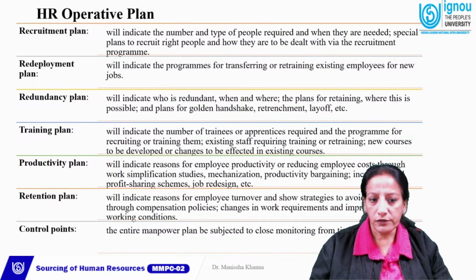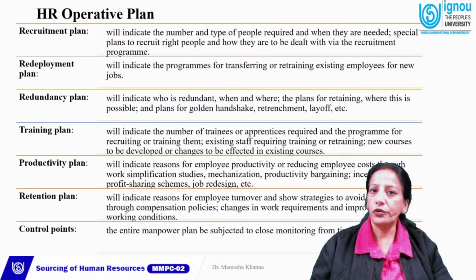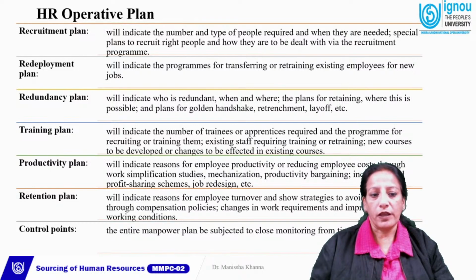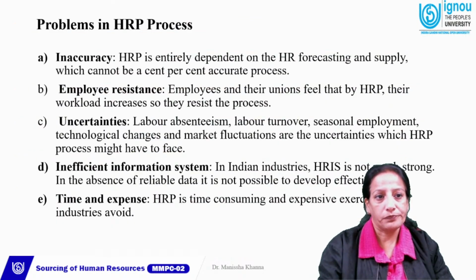Then there is the productivity plan. It indicates the reasons for employee productivity or reducing employees' cost through work simplification studies, mechanization, productivity bargaining, incentives and profit sharing schemes, job designing and redesigning, etc. Retention plan indicates the reasons for employees' turnover and shows strategies to avoid wastage through compensation policies. Then there are control points. The entire manpower plan should be subjected to close monitoring from time to time.